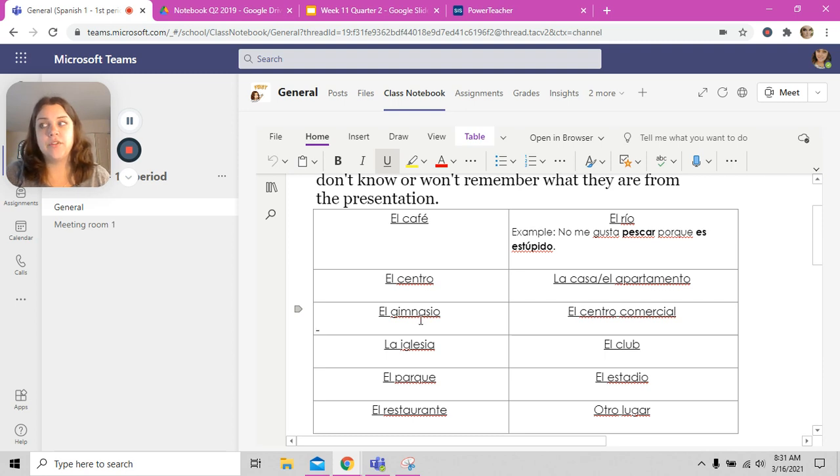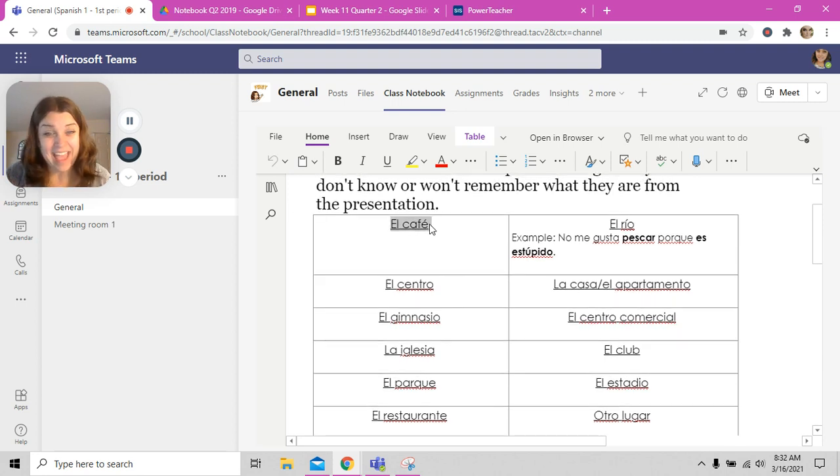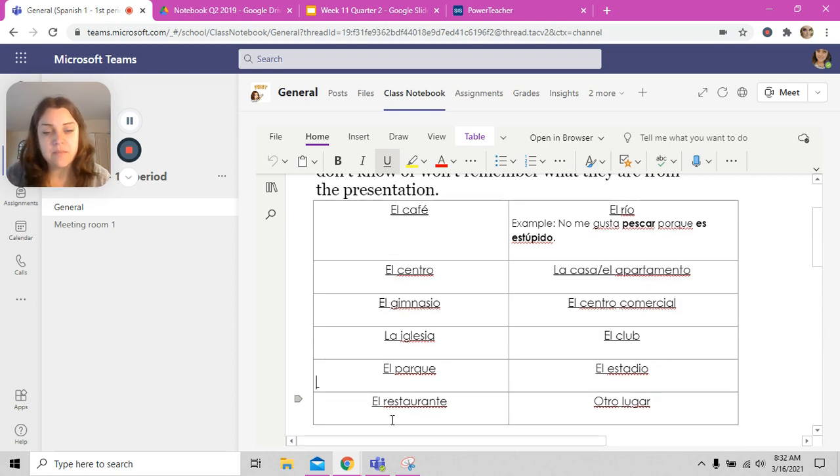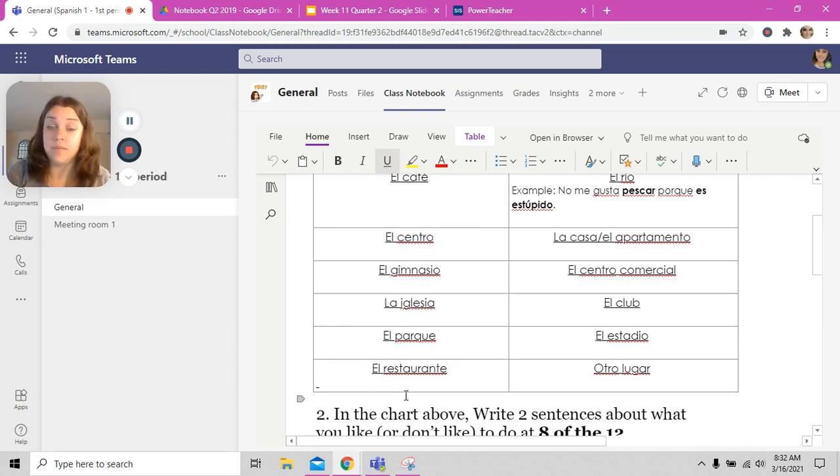Another example would be to play basketball. You would not play basketball at the cafe. That would break something and get you into a lot of trouble. That is not a logical thing to do. Don't play basketball at the cafe. You would probably play basketball at the gym. That's a logical place. Probably not at church, maybe at the park. Definitely not playing basketball at the restaurant. So make sure that your sentences make sense.